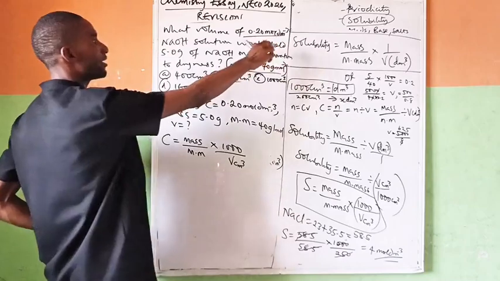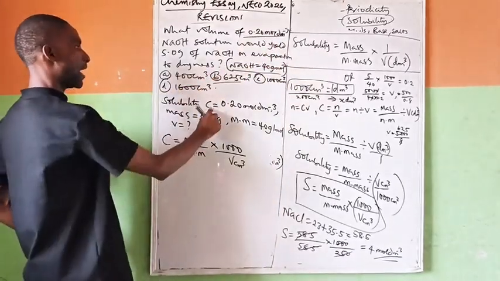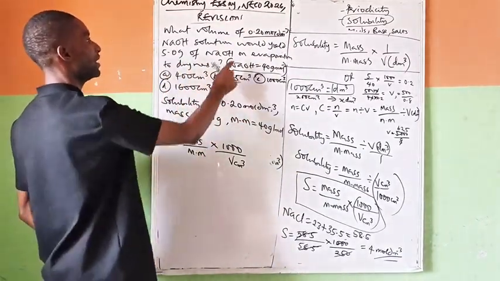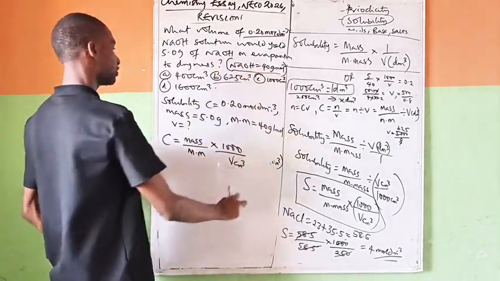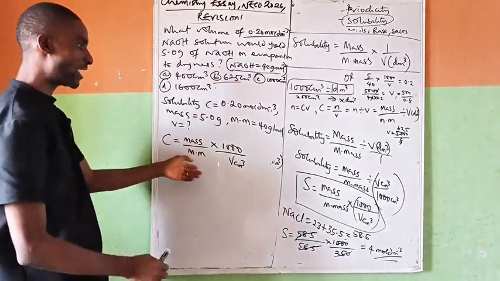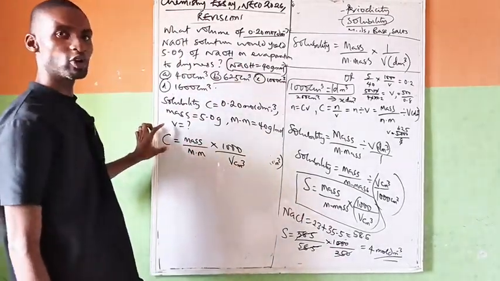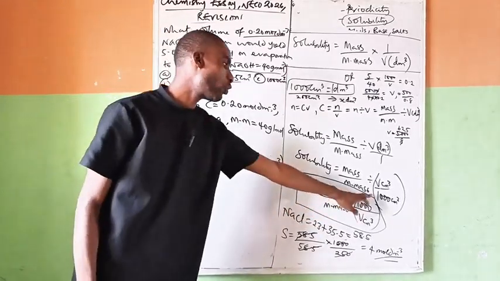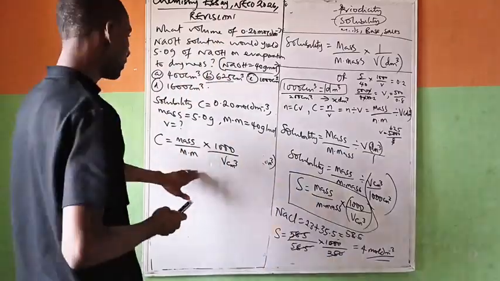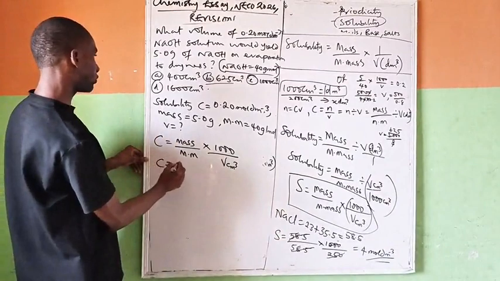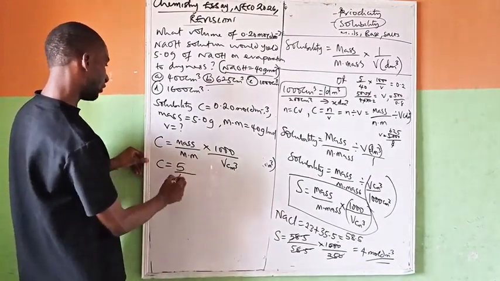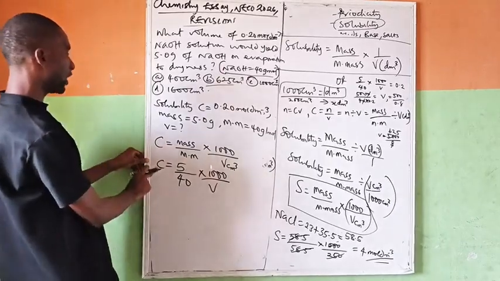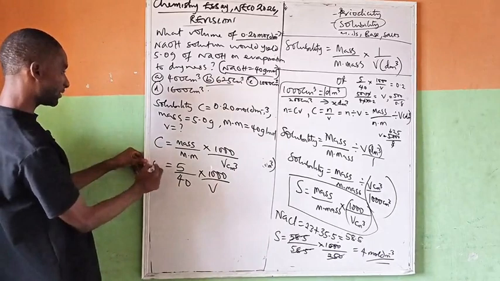So all you need to do is write out the parameters. Concentration is 0.2 mole per dm cube. The mass of the solute is 5 grams. The molar mass of sodium hydroxide is 40 grams per mole. And we are looking for the volume. So let's use this formula. Your C or your S, solubility, whichever name you are giving to it, equals mass over molar mass times 1000 over volume in cm cube. If we slot in our values, the mass is 5, molar mass is 40, times 1000 divided by V, which is what we are looking for, and solubility is 0.2.